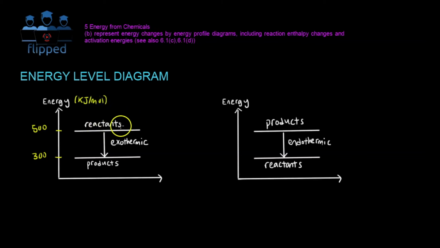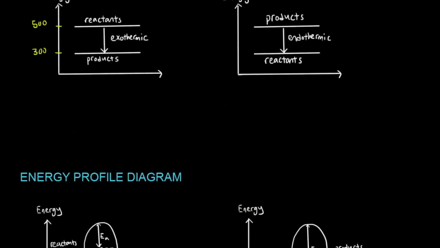So basically this is saying that for exothermic reactions, reactants have more energy than its products. On the other hand, endothermic says that products have more energy because it's higher up on the y-axis than reactants. So it's just the opposite. This is not tested as much, because even from the learning objective itself, it's talking more about energy profile diagram instead. So we will move on to that now.